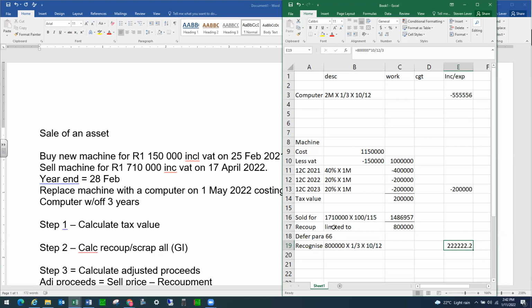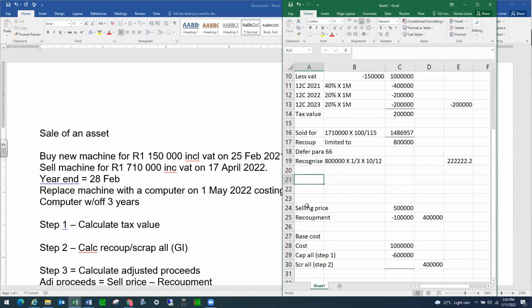And next year, we're going to recognize the whole 800,000 times 1/3. And then you recognize all of 800,000 times 1/3. And in the final year, we'll recognize 800,000 times 1/3 times 2/12. So what you'll do is you'll recognize the recoupment over the life of the computer. Is that all right? Yeah. That makes sense. Okay, so let's carry on with this now.